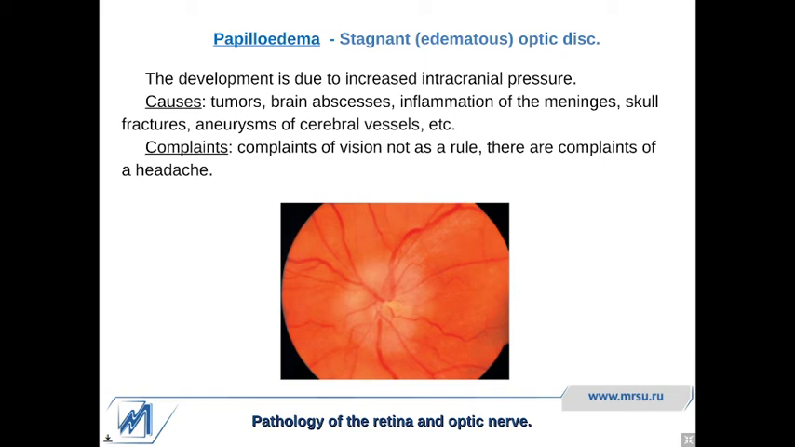It can be caused by tumors, brain abscesses, inflammation of the meninges, skull fractures, aneurysms of central vessels, etc. So some problems which can increase the intracranial pressure. What complaints? Complaints of vision, not as a rule. There are complaints of a headache due to the main reason. Sometimes the patient can complain that they lost the vision, but it's not so common.